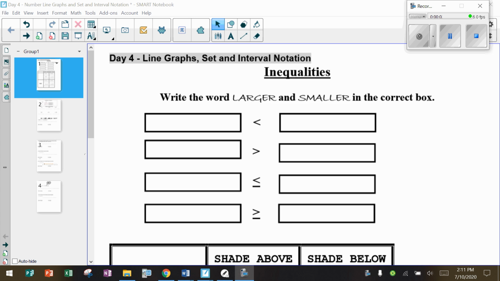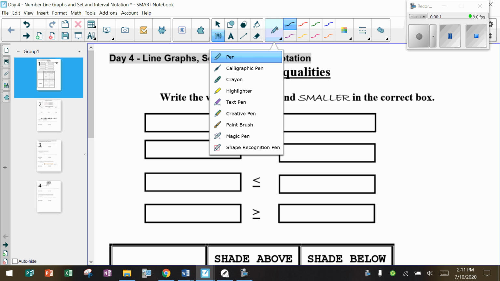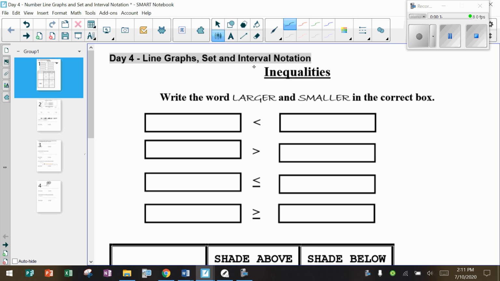Hello, algebra friends. Today we're going to have some fun with line graphs, set notation, and interval notation. But we're going to start off with some of the basics. The inequality symbol. Now, the inequality symbol historically came from the derivation or changing of an equal sign.